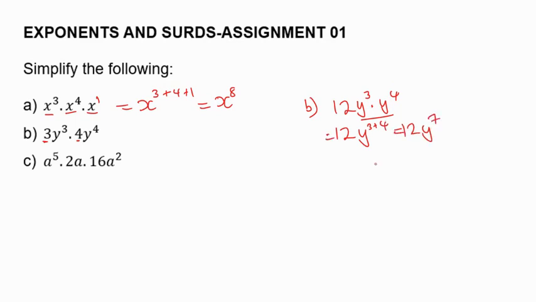Right, and then c, we have the coefficients 2 and 16. We can say 2 times 16 here. We get 32. Then this is like a to the power 1 there. So we have a to the power 5 times a to the power 1 times a to the power 2. So 5 plus 1 plus 2, that is 8. So we have 32 times a to the power 5 plus 1 plus 2. So it becomes 32 times a to the power 8.